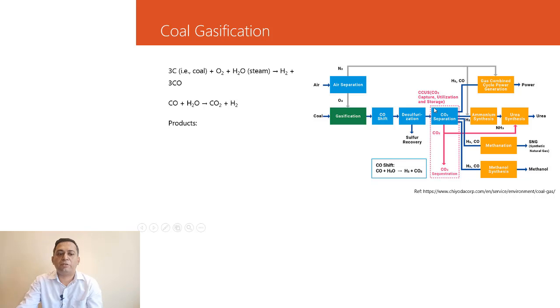Finally, the product that we get is synthetic natural gas, that is syngas. We get sulfur, which can be used to make sulfuric acid, and we have ash, which can be used for other purposes. Let us go in detail now.